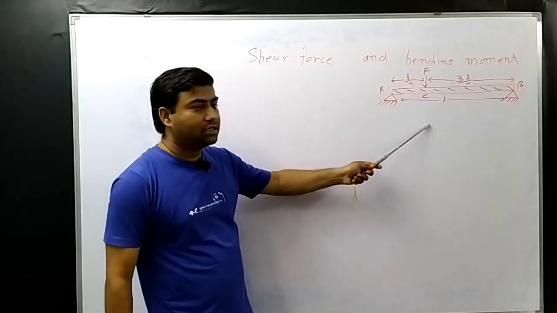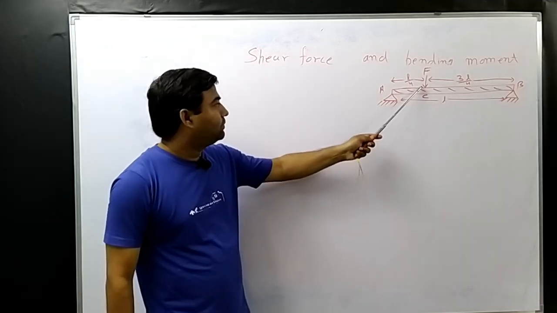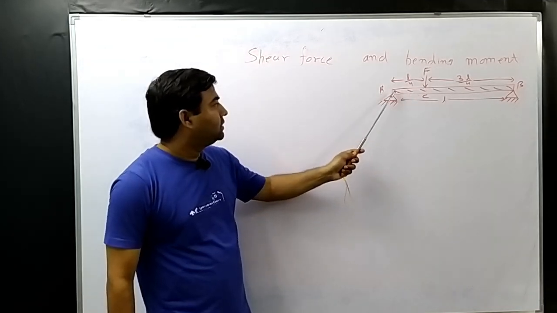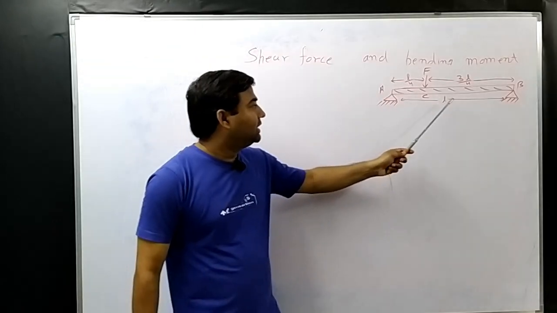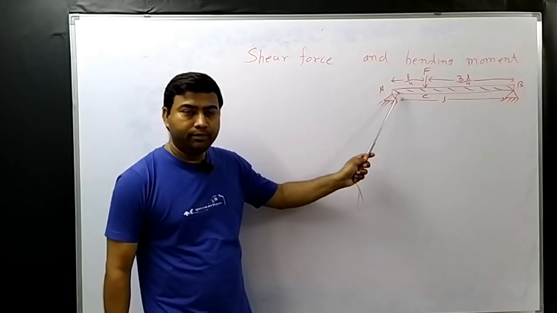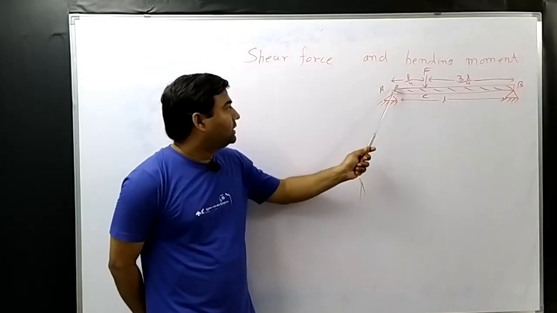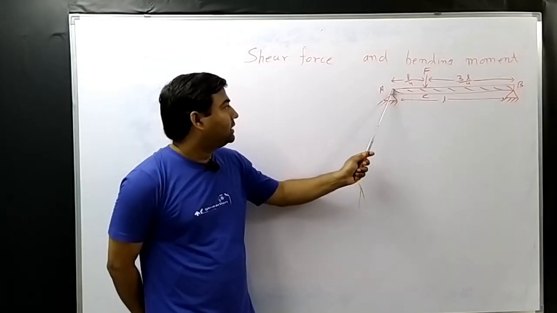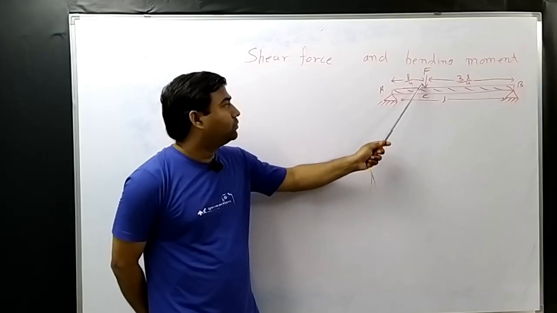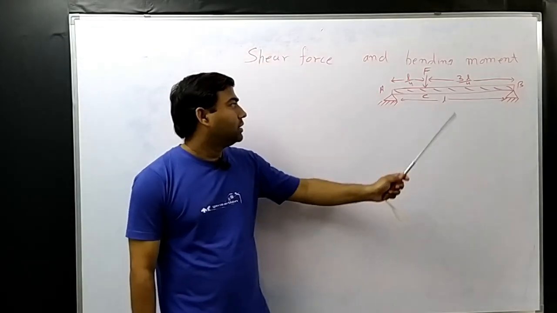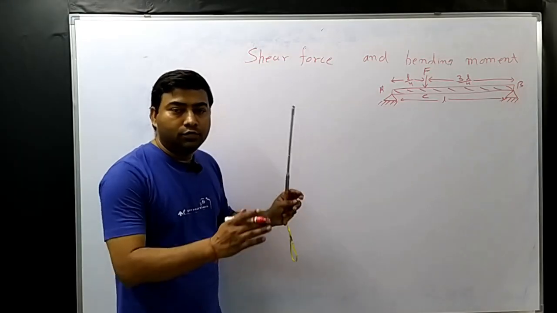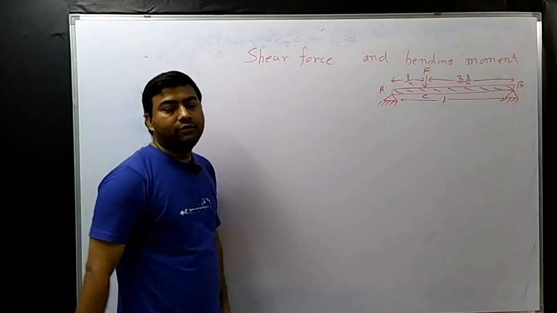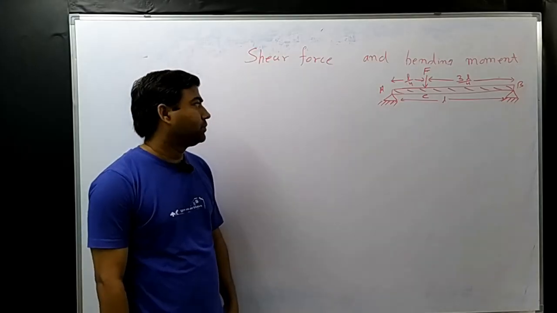A force F downward is applied on the beam at point C, which is located at length L by 4 from point A. The total length is L for the beam. Force F is applied at point C at distance L by 4 from point A. This is the remaining length 3L by 4. So we will draw the bending moment and shear force diagram of this beam.